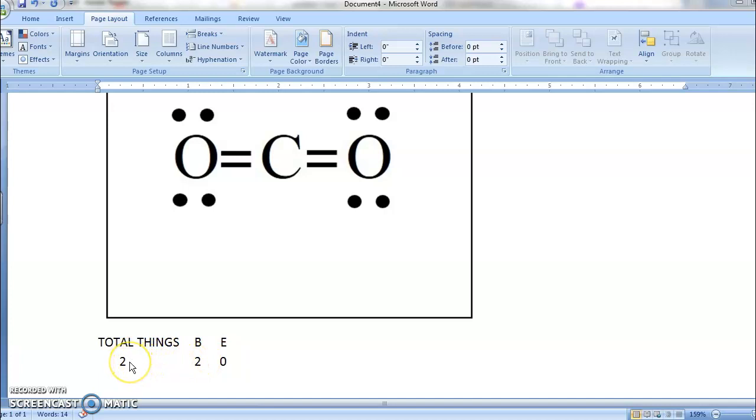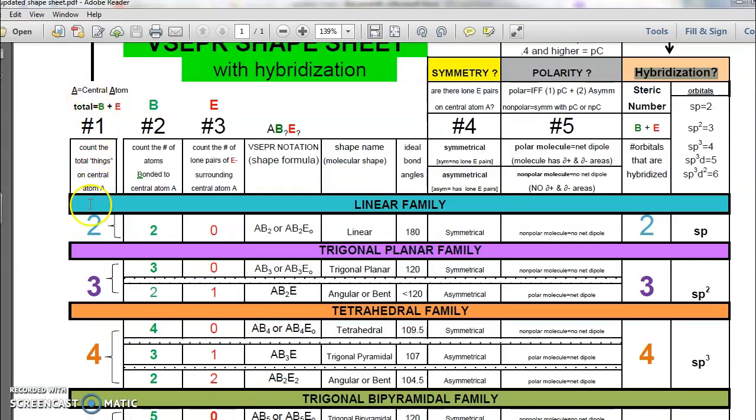So our first column that we're going to look through is the two column on our shape sheet, and then we're going to find the shape that has two bonded atoms and zero lone pairs. So here's our two. Our first column is total things. There's our two. Now, what is our B? 2. What is our E? 0. That is the only possibility we have. 2, 0. There is no 1, 1, because if we only had one bonded atom and one lone pair, we wouldn't have a molecule. We would have an atom. But there is a 2, 0. It's carbon dioxide as an example.